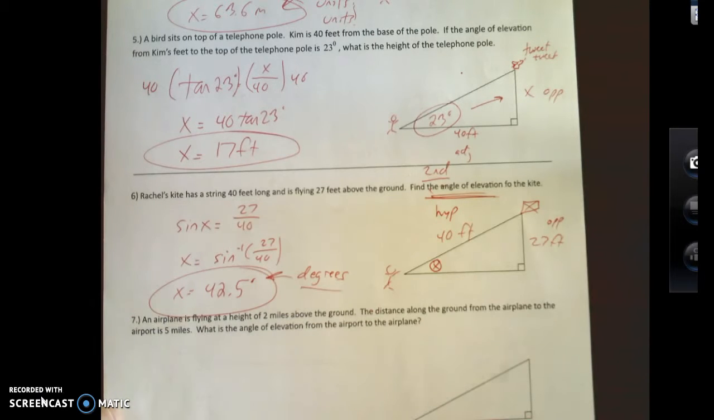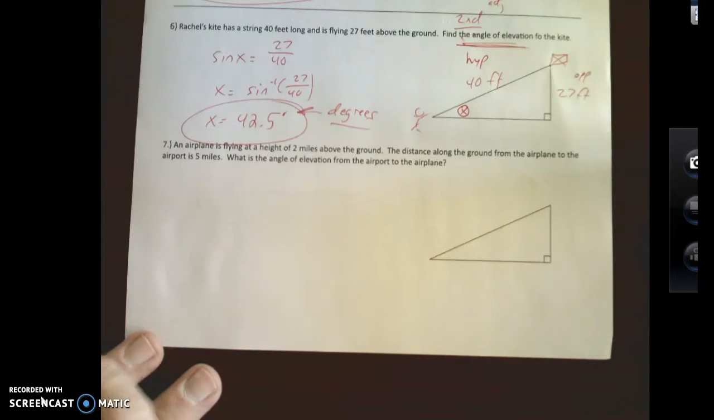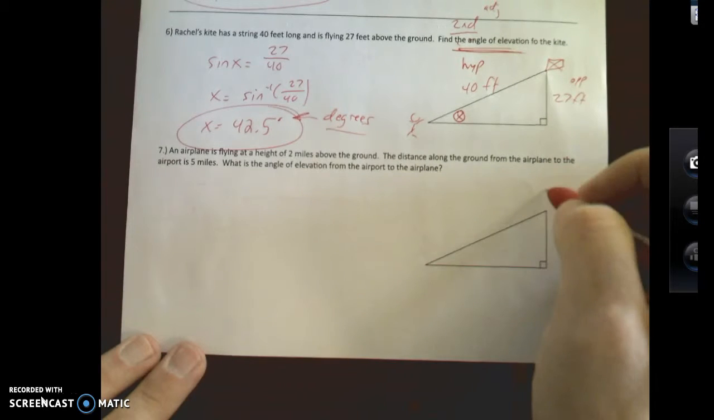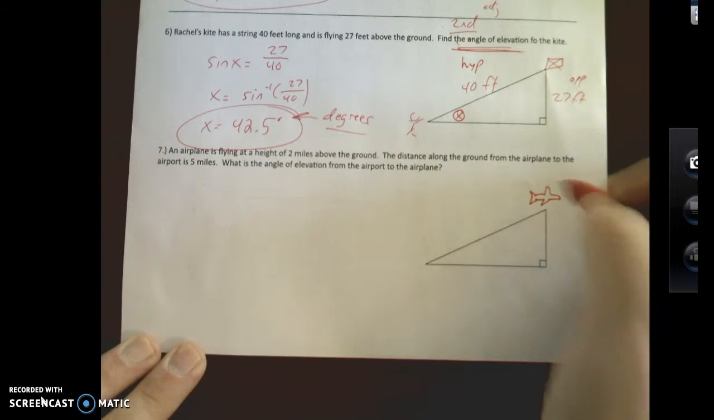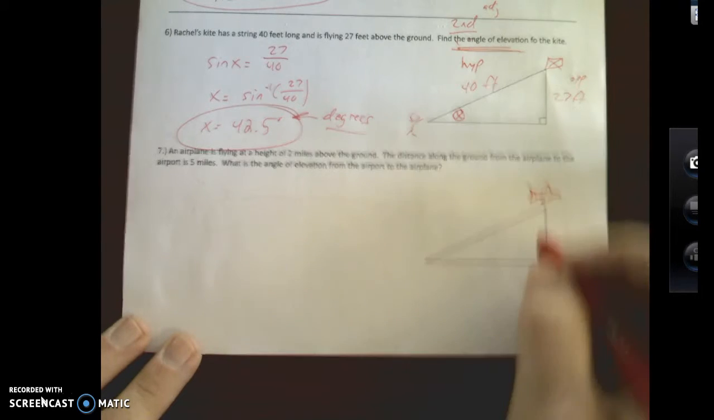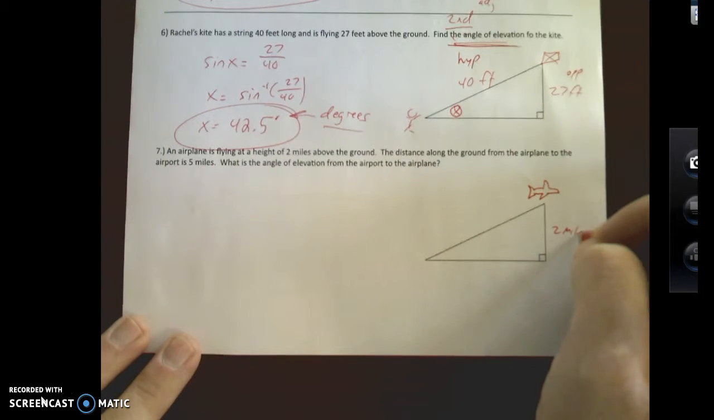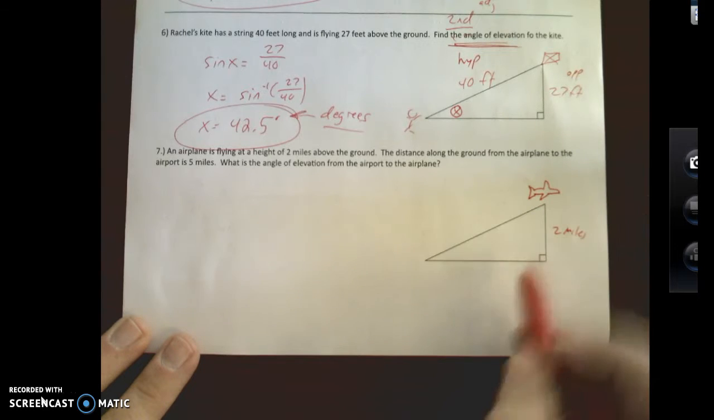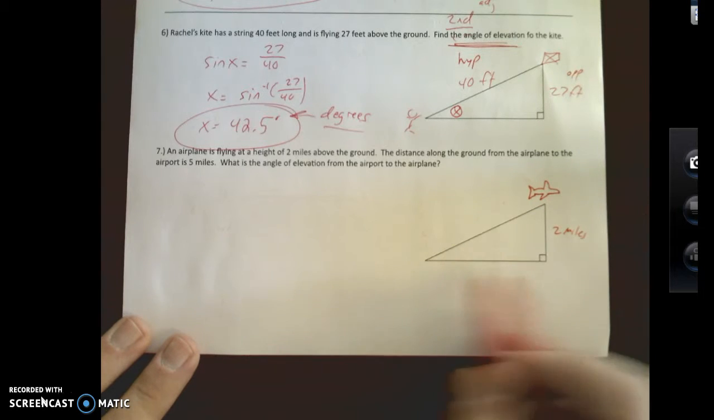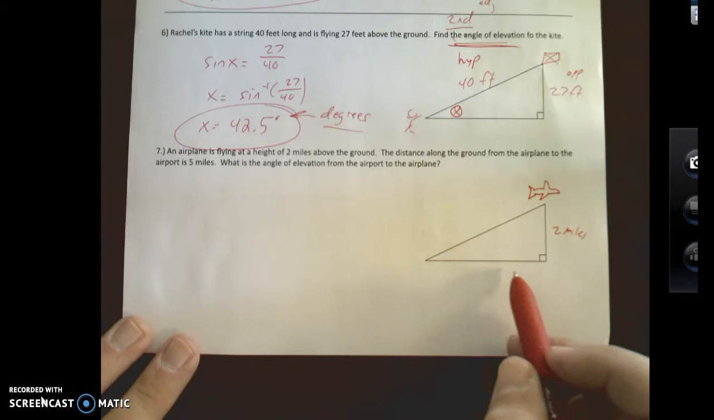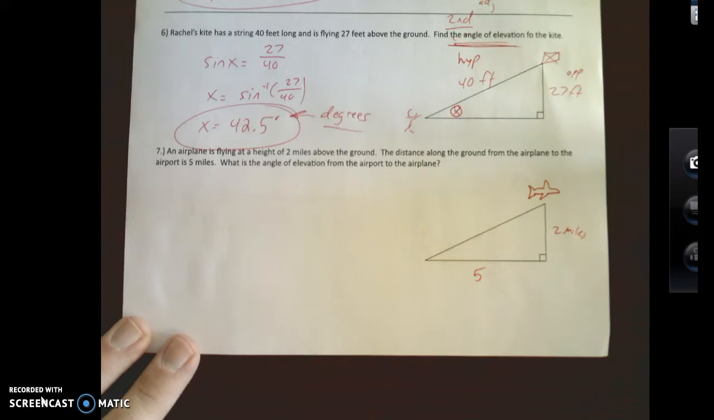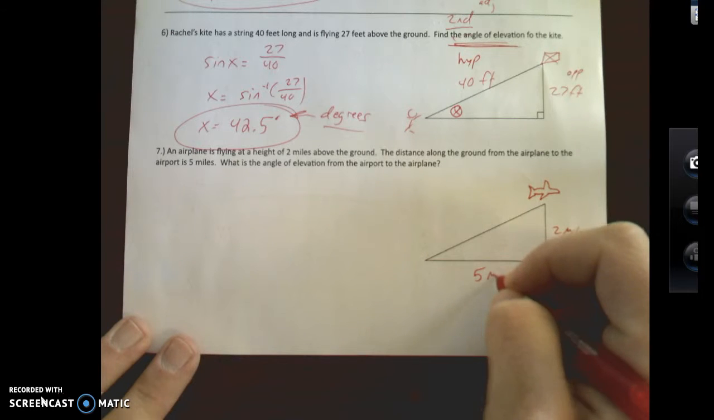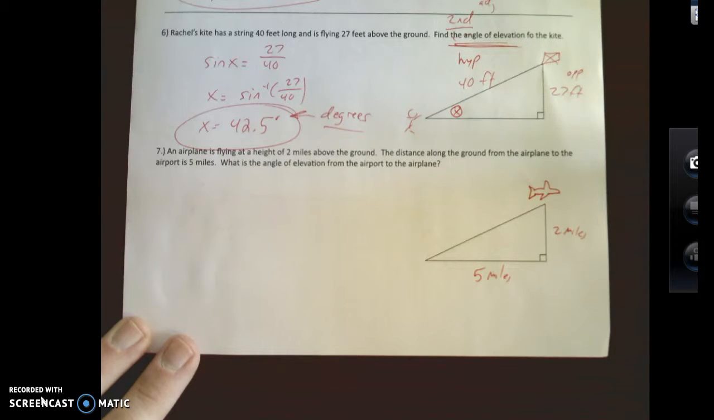All right, last one then. An airplane is flying high. Looks more like a shark. Height 2 miles above the ground. The distance along the ground from the airplane to the airport is 5 miles, so on the ground. So that's 5 miles right there. What's the angle of elevation from the airport to the airplane?